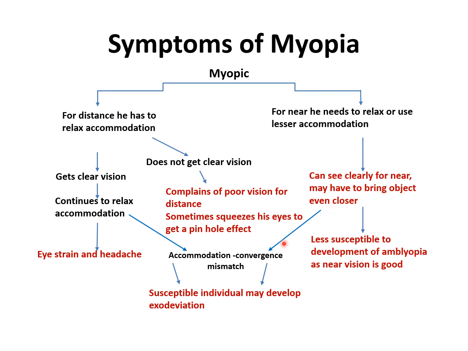This again may lead to accommodation convergence mismatch, and in a susceptible individual may lead to development of exodeviation. As a myope can see clearly for near, he is less susceptible to development of amblyopia.